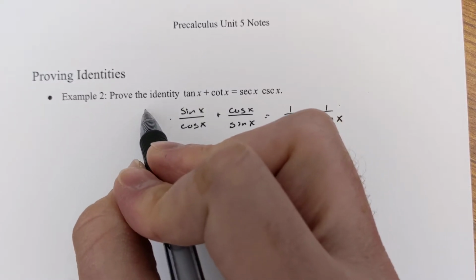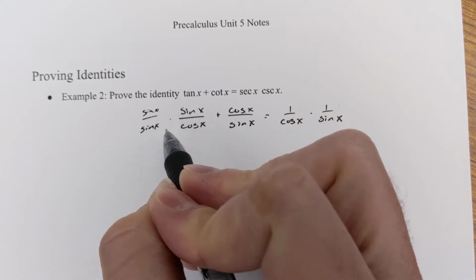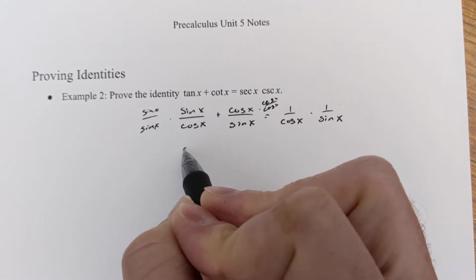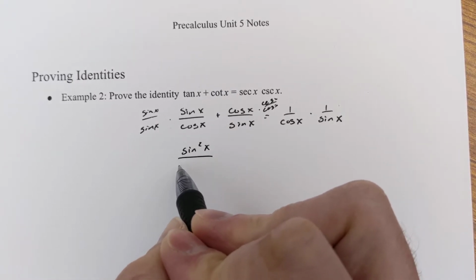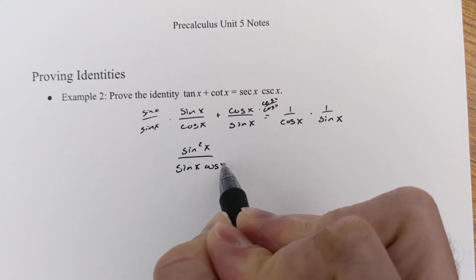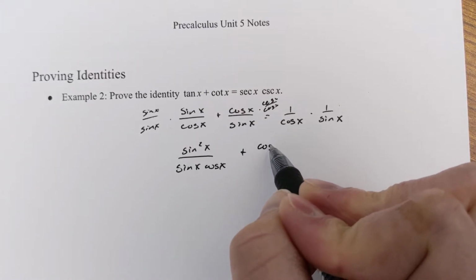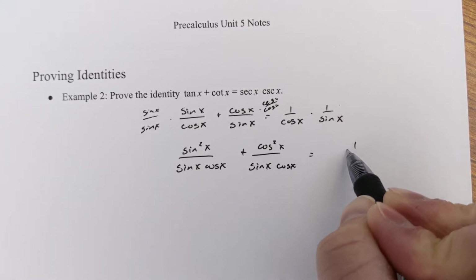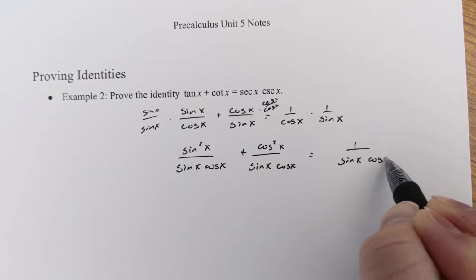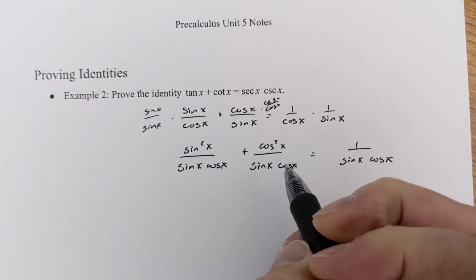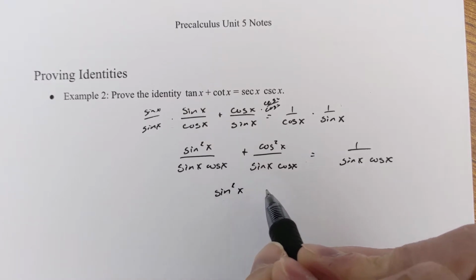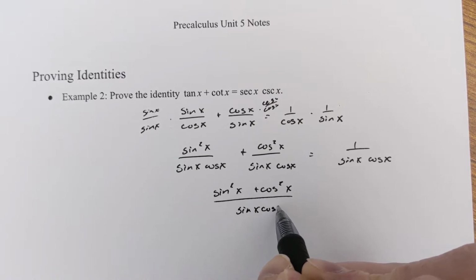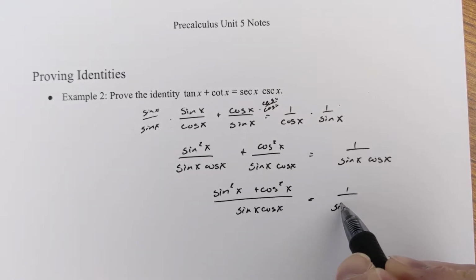So over here I need to add these two terms together to get down to a single term. So I need a common denominator: multiply this one by sine on top and bottom, and this one by cosine on top and bottom. So this fraction becomes sine squared x over sine x cosine x. This fraction becomes cosine squared x over sine x cosine x. And over here, sine x cosine x. Common denominator, which means I can combine the two fractions, so sine squared x plus cosine squared x over sine x cosine x.